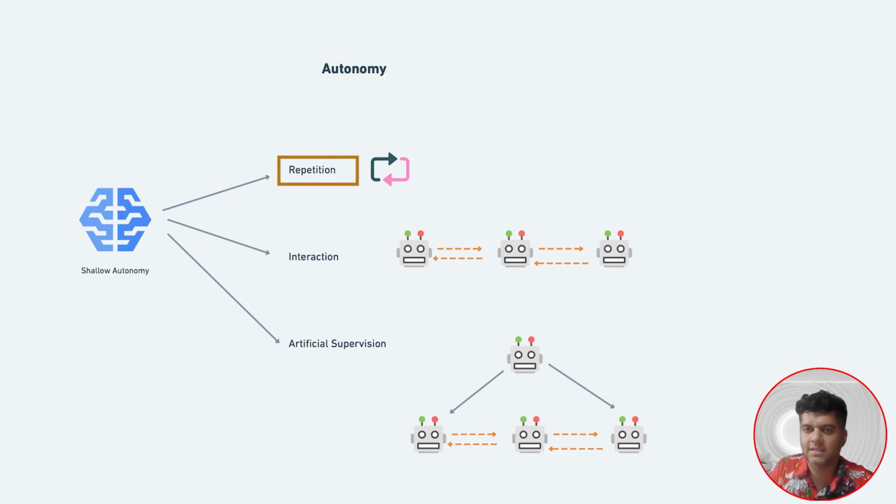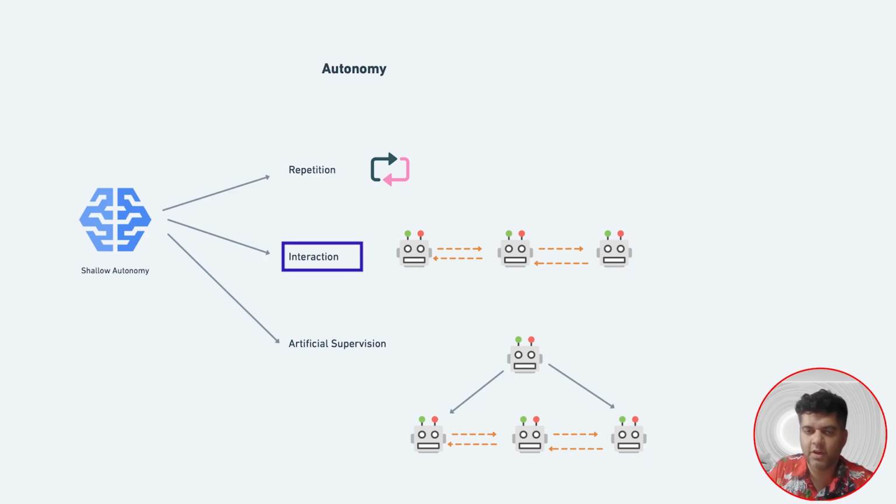Repetition means that since agents specialize in narrow tasks only, and they're given the same types of tasks again and again, they get really good at performing those same tasks even without the supervisor, which is the human being. And this can lead to a sense of autonomy. The second one, which is interaction, means that since agents are always talking to each other and communicating, they can share feedback and keep refining tasks, and hence leading to shallow autonomy.